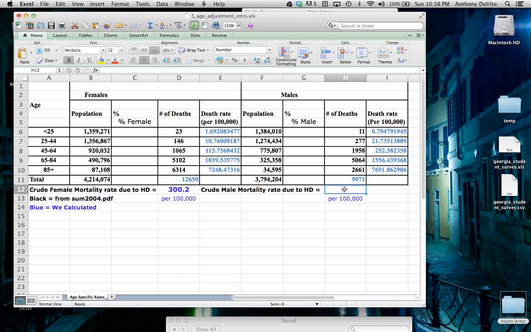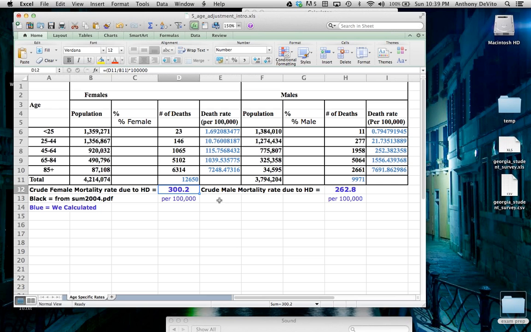Okay, I'm going to do the same thing over here. For males, it's 9,900 divided by 3 million. There's fewer males as it happens. I'll multiply by 100,000 just to get them into the same units. You don't have to multiply by 100,000. If you go into Excel and tell it to give you the actual decimal places, you can work in decimal places if you want to, but it really is so much more convenient to do it this way.